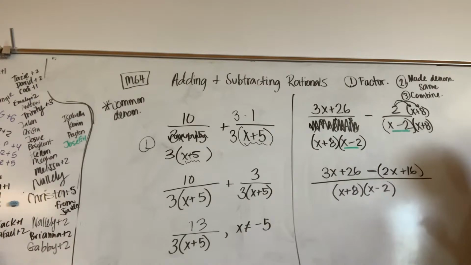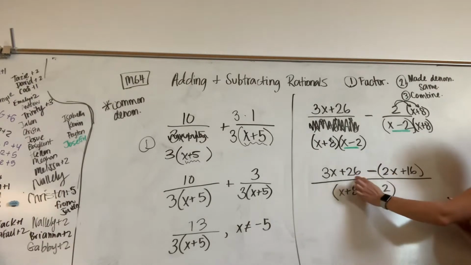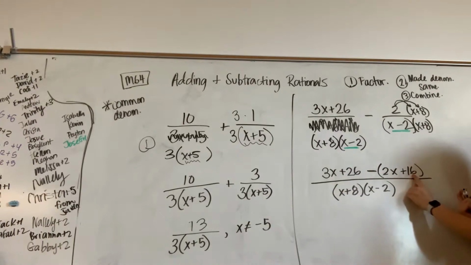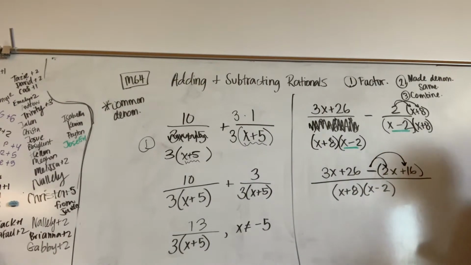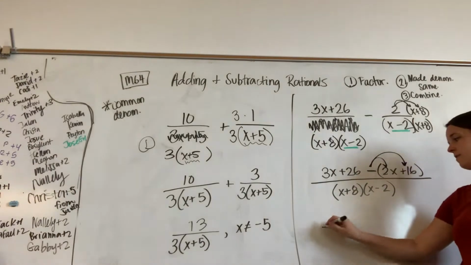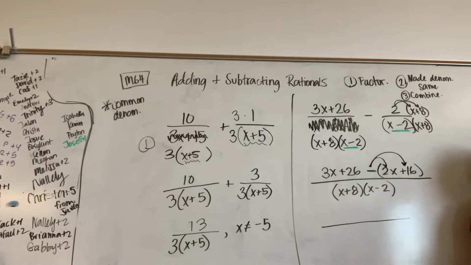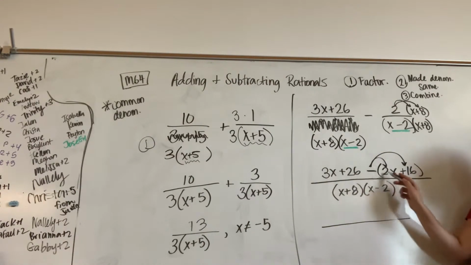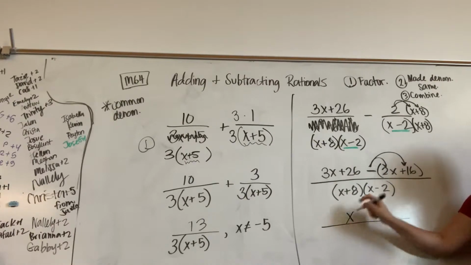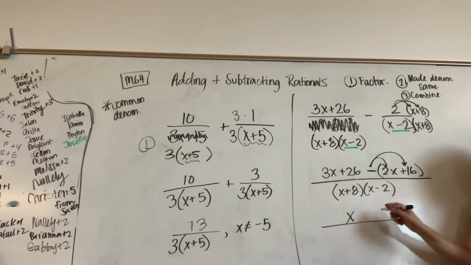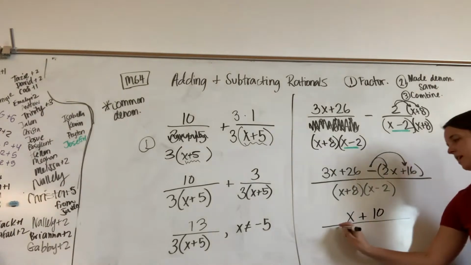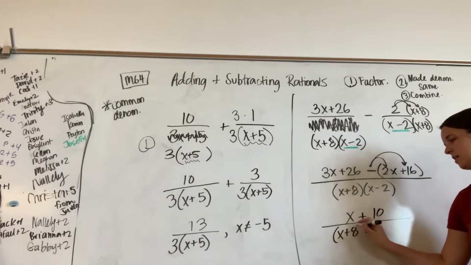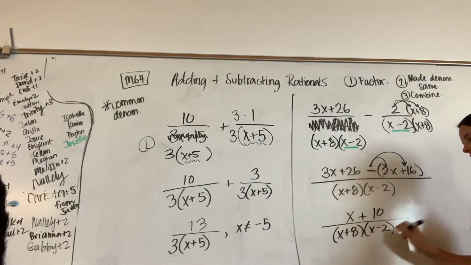You could just do 3x minus 2x, and then 26 minus 16, as long as you remember that this negative applies to both of these things. Oh, okay. So you would combine like terms, yes. So 3x minus 2x would be x. 26 minus 16 would be 10. X plus 10. And then our denominator still has x plus 8 and x minus 2. Yep.